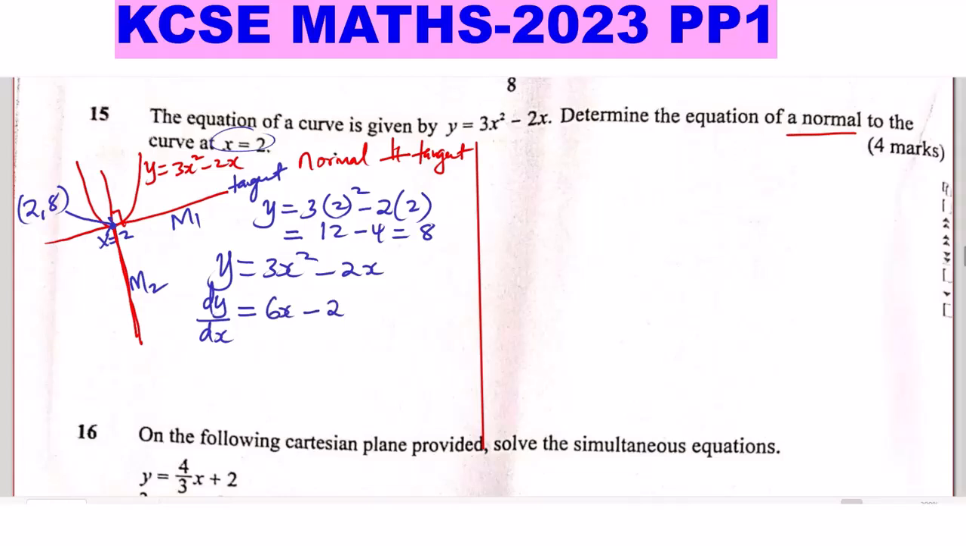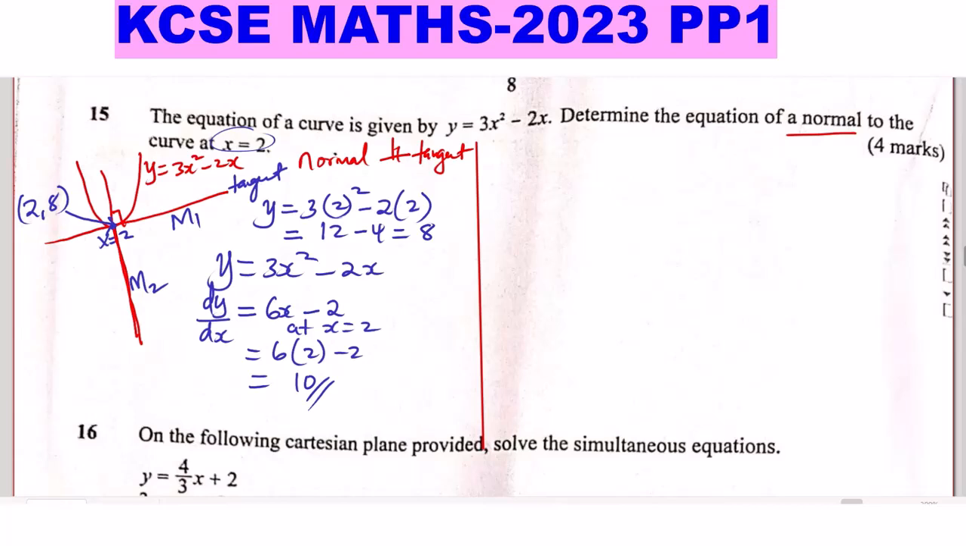Now to get the exact gradient of the tangent, because x equals 2, we just substitute: 6 times 2 minus 2. This gives 12 minus 2, which is 10. So the gradient is 10. That is the gradient of the tangent, m1.